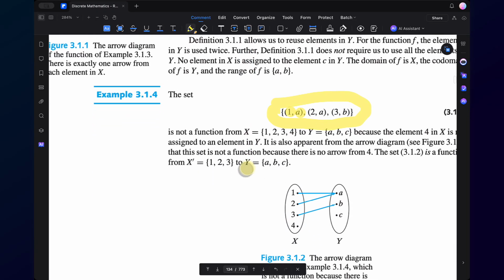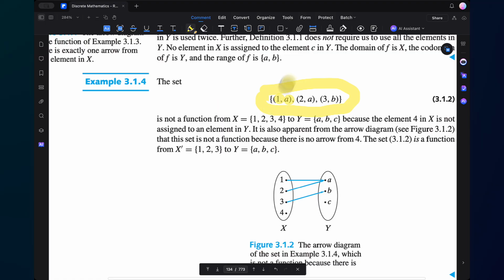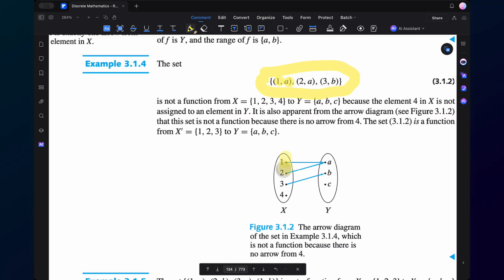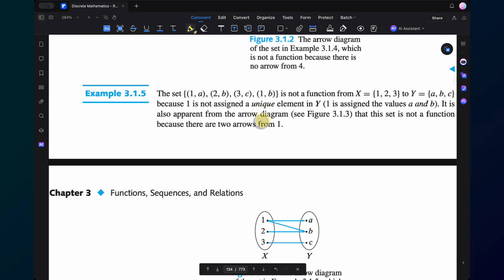Let's see what this is. It says this set here is not a function. So let's take a look at it. 1, 2, 3, a, b. Okay, so we do get a unique answer, but what's the problem? The problem is that the domain is too large. That's why it's not a function. We would need to define what the value of the function was at 4 for it to be a function.